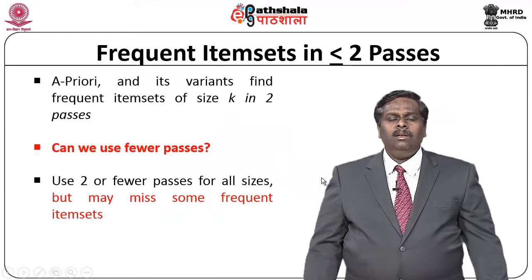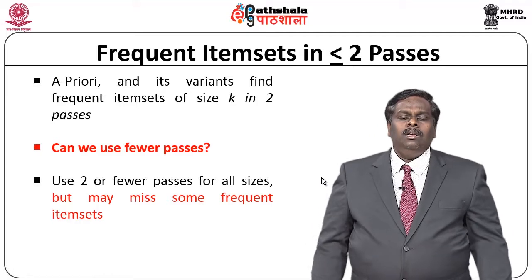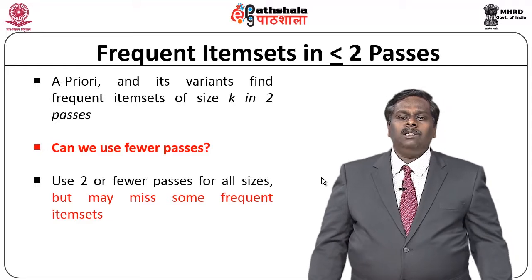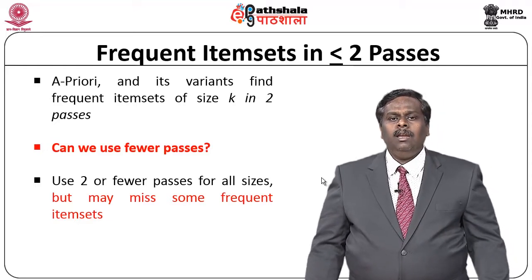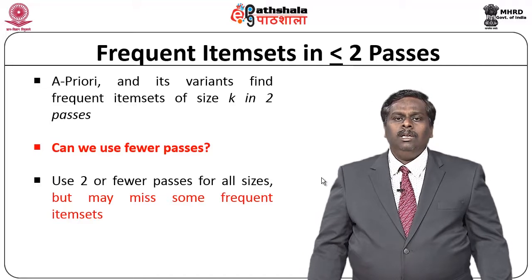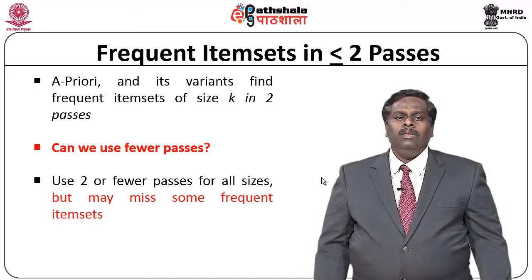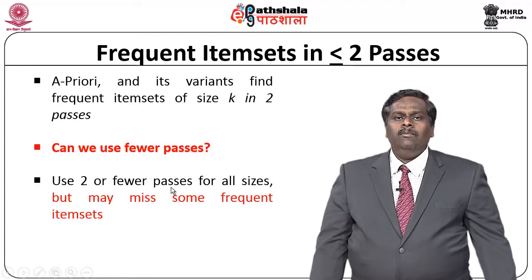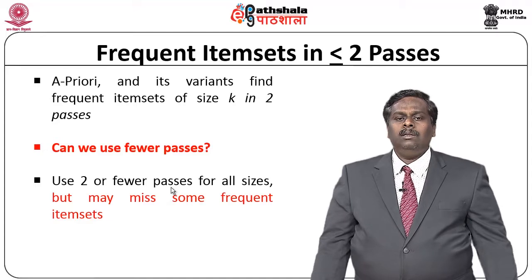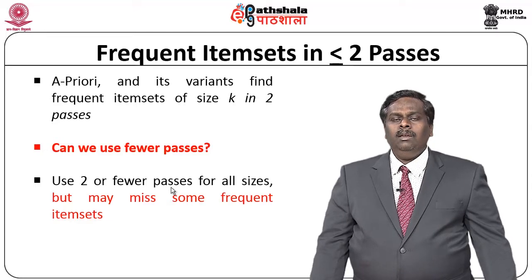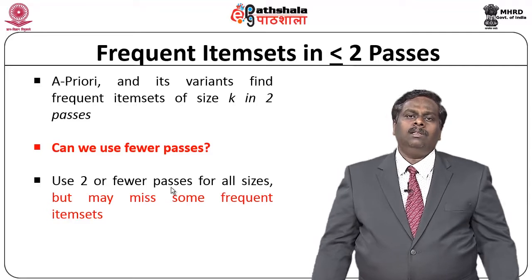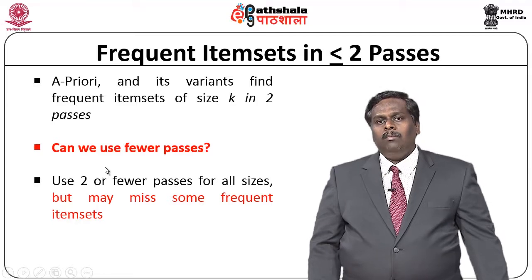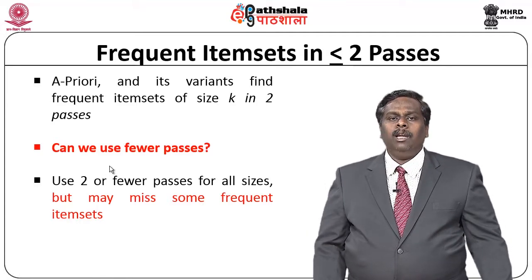Now, when you are dealing with such modified approaches, you can also think about whether there is any other way by which the number of passes may be reduced. In other words, can I have frequent item sets generated in less than 2 passes? Yes, this can be done. When we are looking for fewer than 2 passes, we may sometimes miss a few of the item sets. This is going to be a drawback, but we are going to miss only a few, and the majority of the frequent item sets still can be captured.